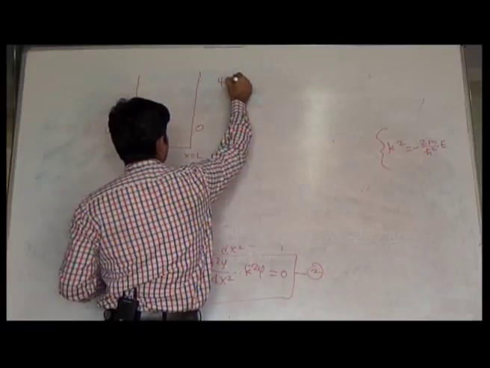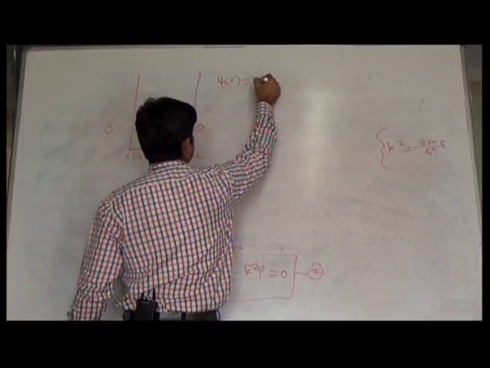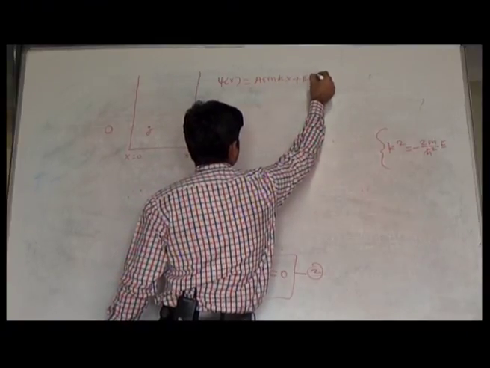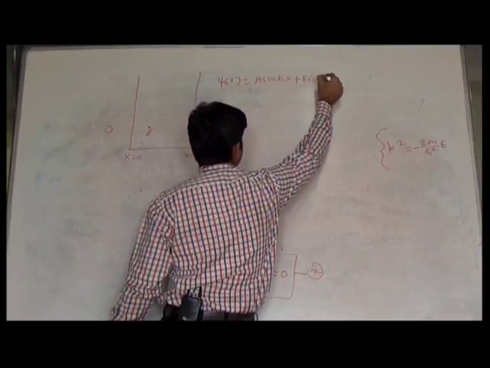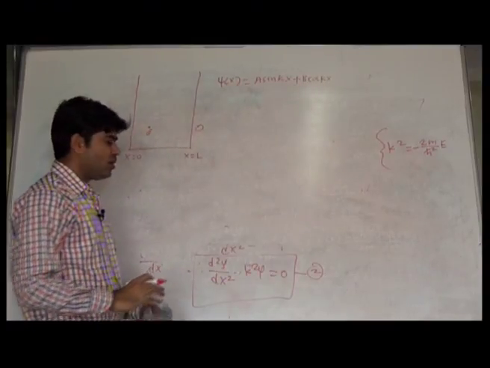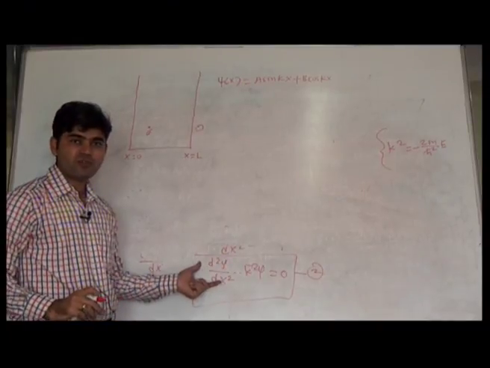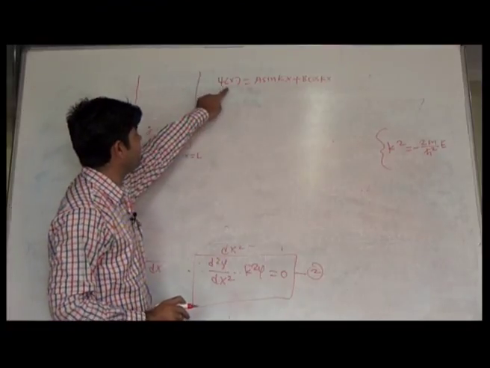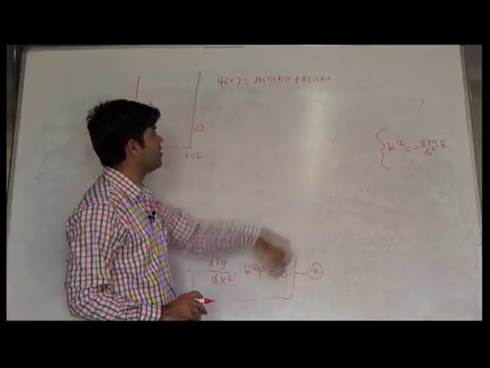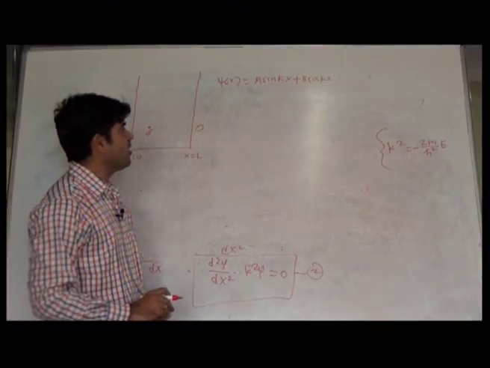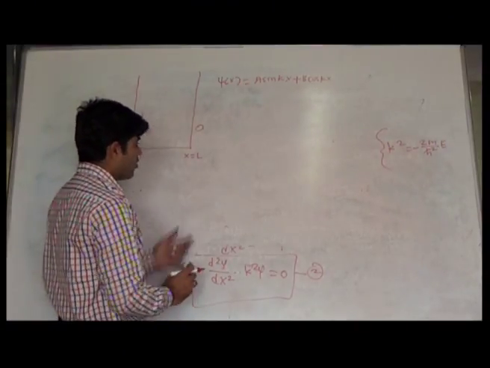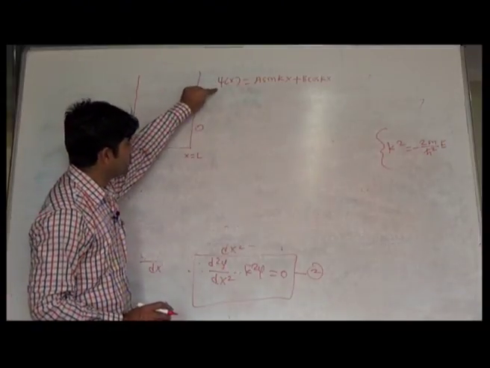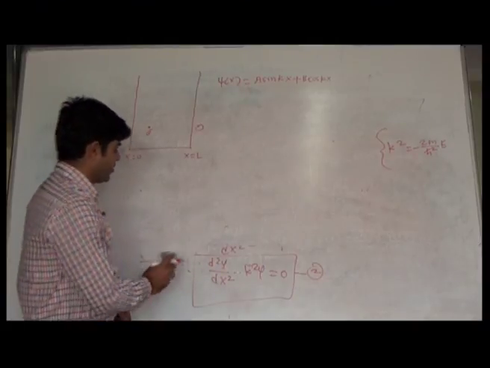Now, the solution of equation 2 is psi of x is equal to a sin kx plus b cos kx. By using a mathematical tool, we can find the solution of this differential equation, and that solution is psi of x is equal to a sin kx plus b cos kx, where a and b are constants. So, by using the first boundary condition, we got the solution of this differential equation.